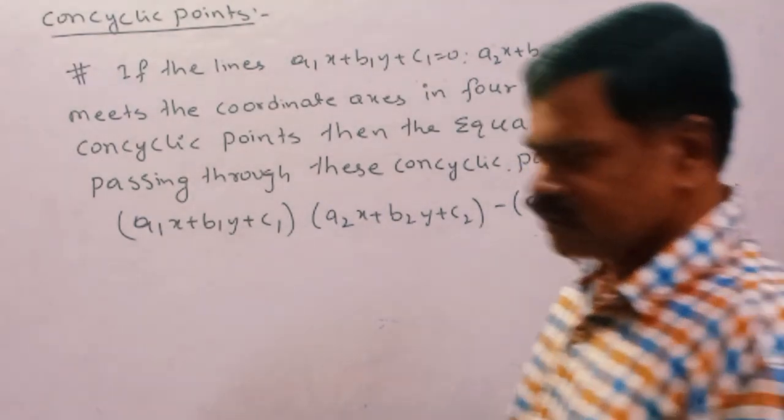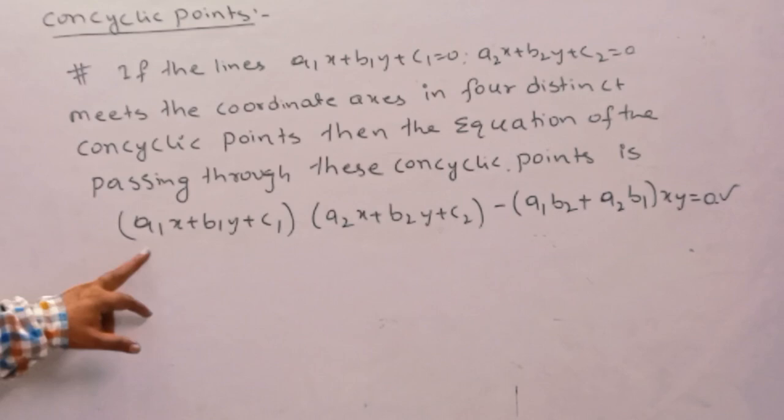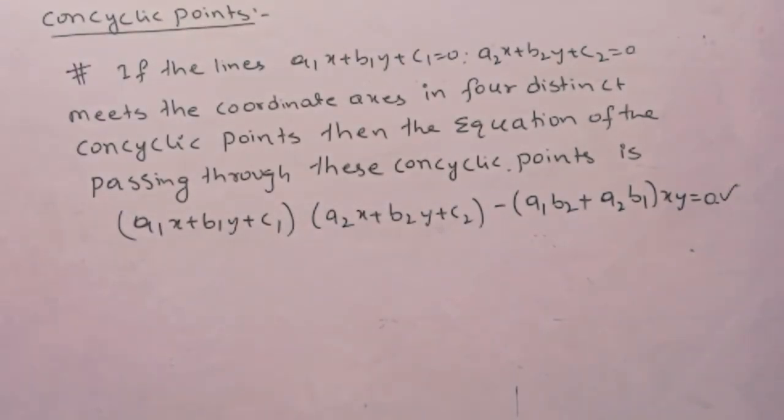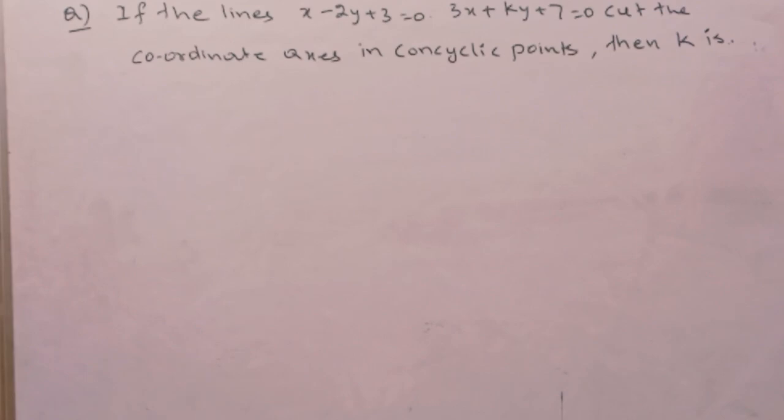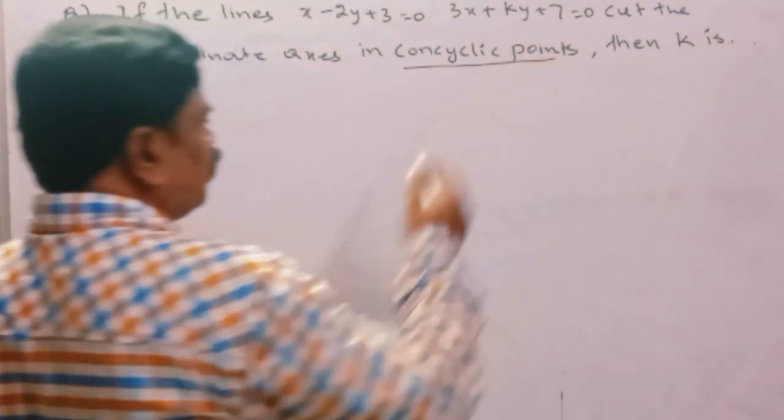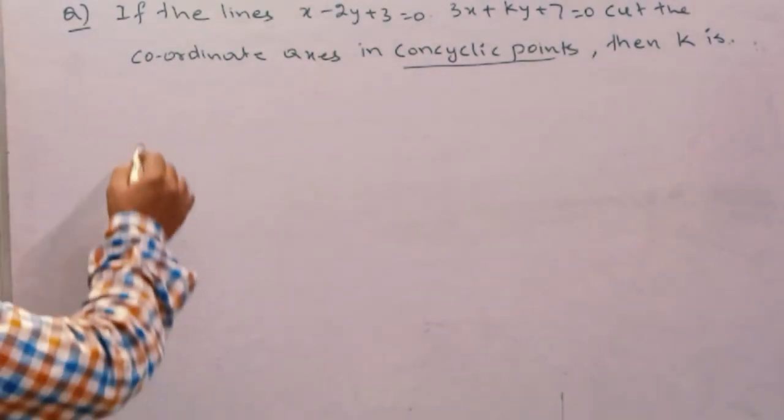This is the concyclic equation. We have problems from circles, problems on concyclic points.